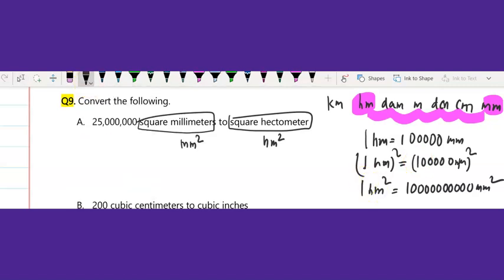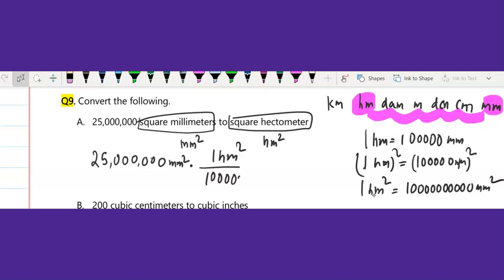So we are converting 25 million 60 millimeter square to hectometer square. So you use this as a conversion factor, and to do that you use 1 hectometer square divided by 10 billion, because after 10 you have 9 0s. In other words, after 1 you have 10 0s.